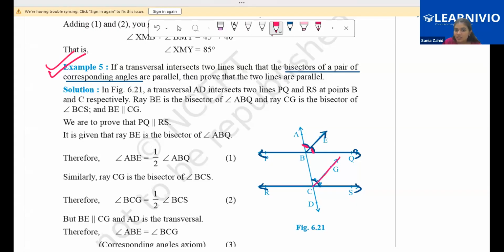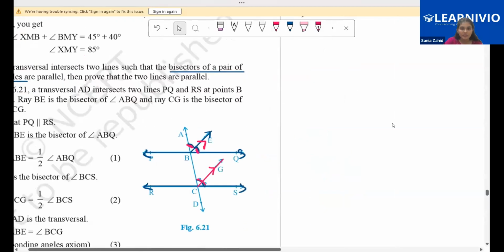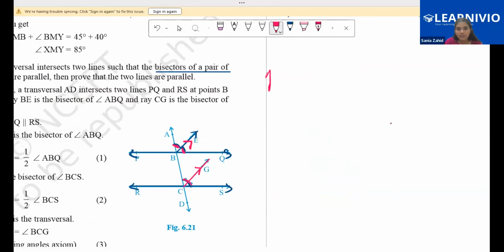Similarly, CG is bisecting this angle BCS. It's bisecting it. So this half part is equal to this. And they are saying these bisectors are parallel to one another. So they are saying these lines are parallel. Now what is given? We will write one by one what is given. So given is BE is parallel to CG.